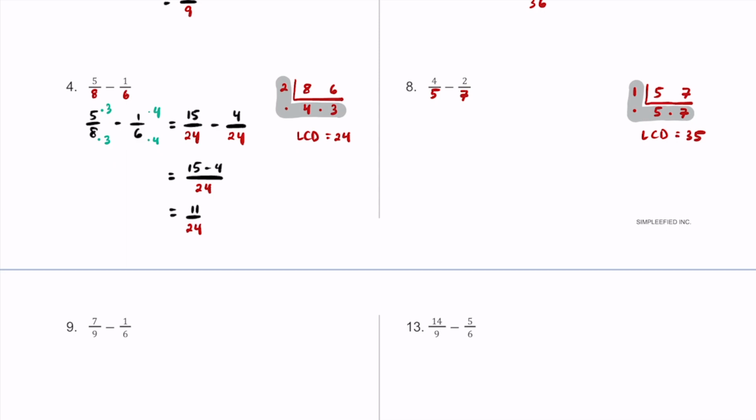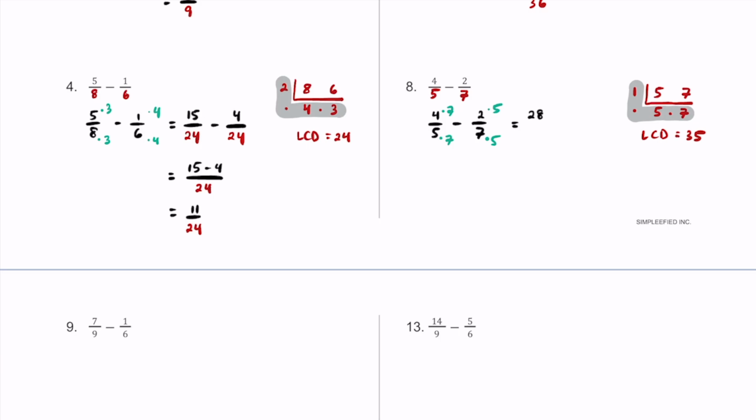Okay, so let's go ahead and rewrite these fractions. We have 4/5, and we have minus this 2/7. To get that 35, let's just do times 7 over 7, then times 5 over 5. Kind of takes the thinking out of it a little bit when they have no common factors.